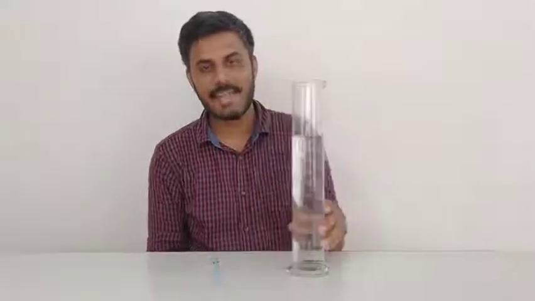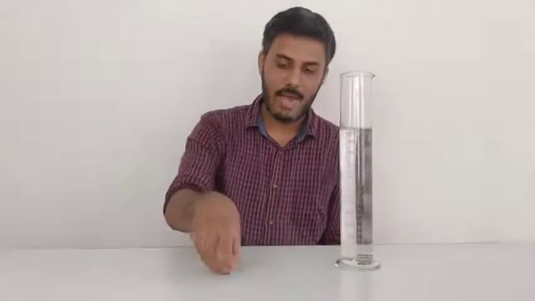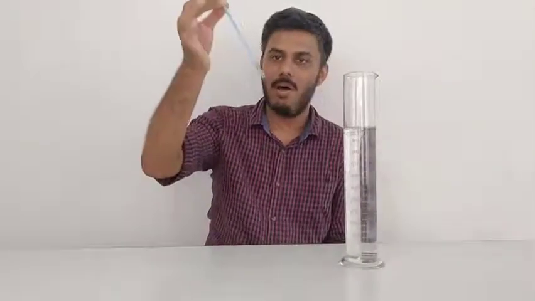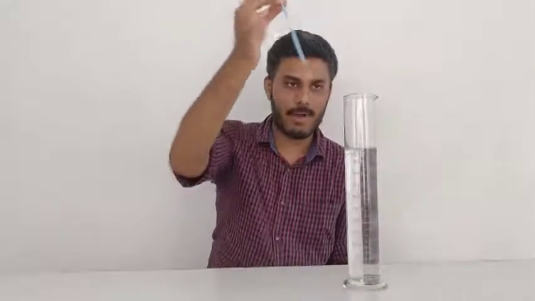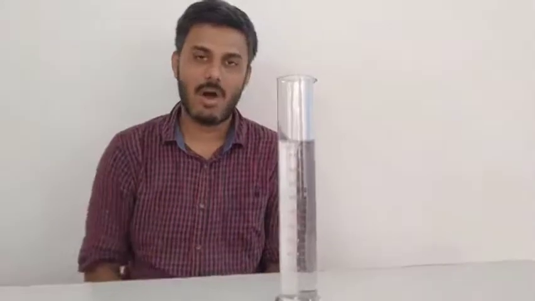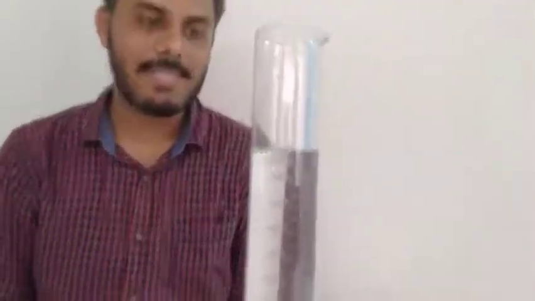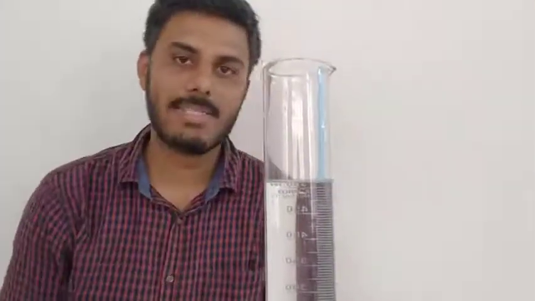Now we will measure the density of the water which is in the measuring cylinder. We have to simply put this straw with the sealed end at the bottom into this measuring cylinder. And you will see that some part of the straw is sinking in the water and some of it is above the water.